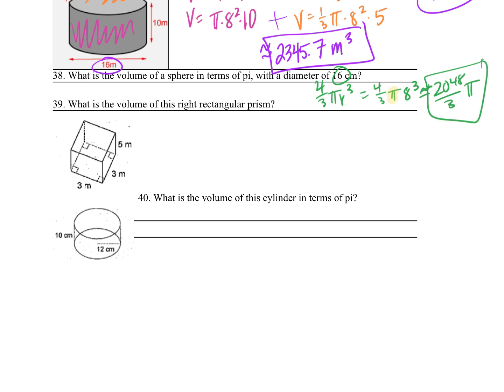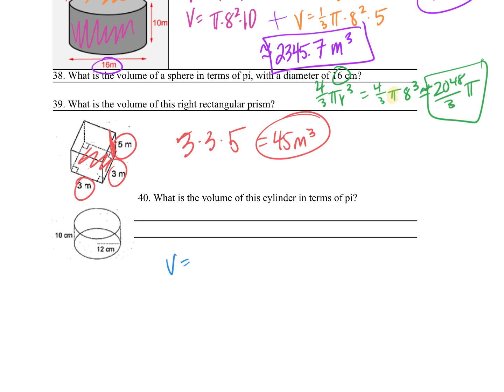The volume of my right rectangular prism is just 3 times 3 times 5. Area of the base, 3 times 3, times the height, 5. So 3 times 3 times 5 is 45 meters cubed.